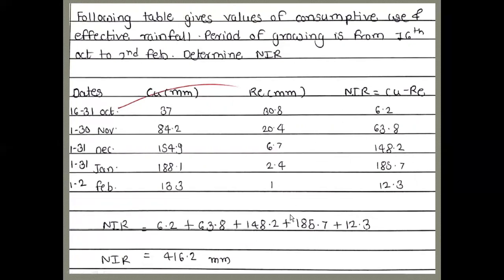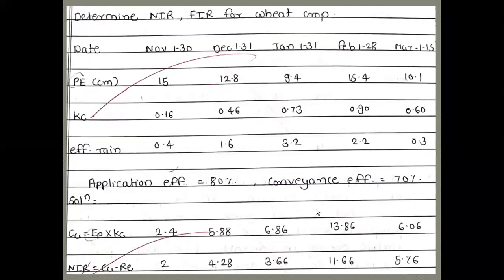Hence the net irrigation required is 6.2 plus 63.8 plus 148.2 plus 185.7 plus 12.3. These values come from Cu minus Re, that is the values of consumptive use minus the values of effective rainfall, and therefore the net irrigation requirement is equal to 416.2 mm. Then determine the field irrigation requirement FIR for the field crop.